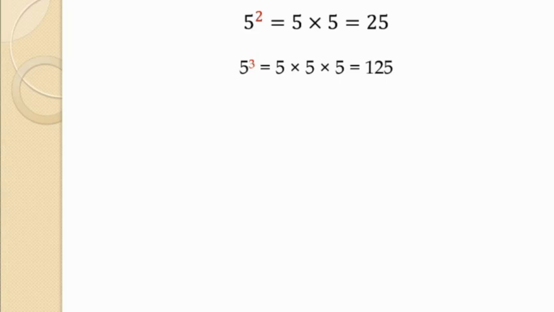5 times 5 times 5, I can write it as 5 to the power 3. Its answer is 125. 5 times 5 times 5 times 5, here I multiplied 5 by itself 4 times. So, I can write it as 5 to the power 4.